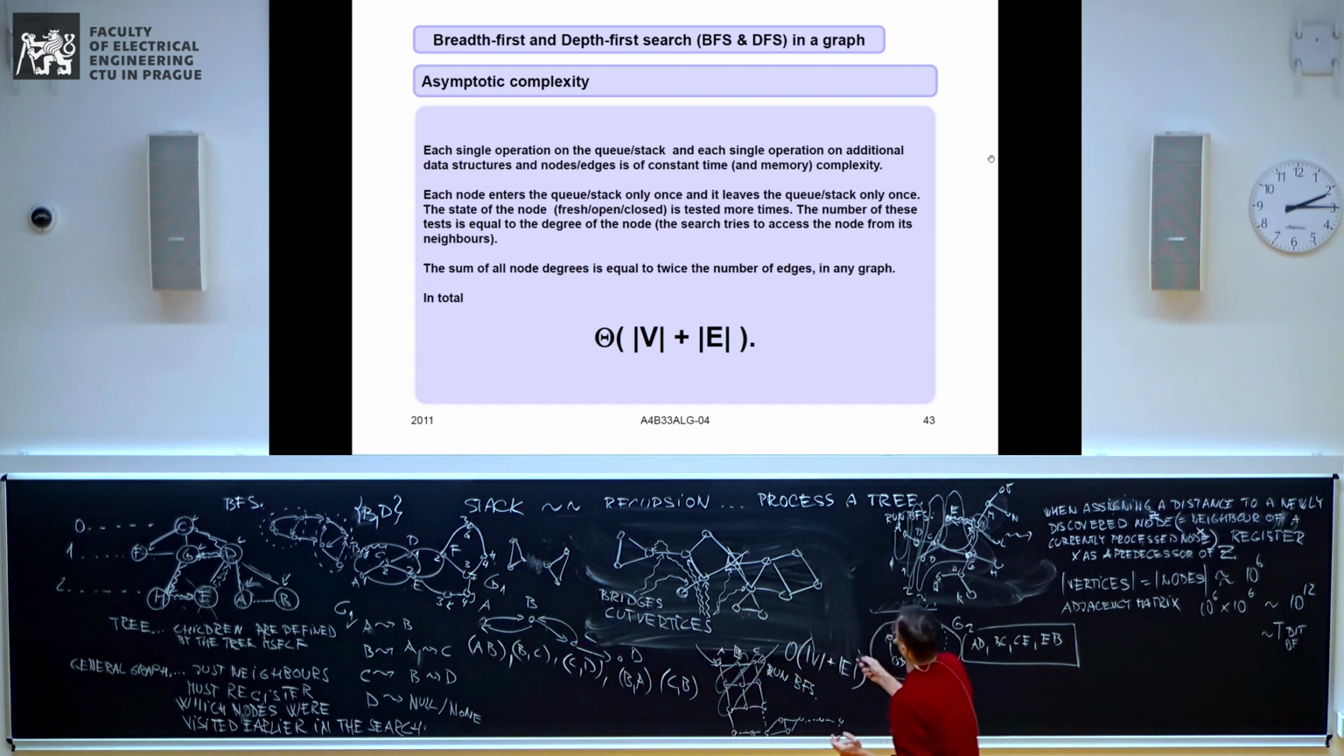The state of the node is tested more times. The number of these tests is equal to the degree of the node. The search tries to access the node from its neighbors, and when it tries to access that node, the node is either fresh, so it moves there, or it is not fresh, so it does not go there. It tries to go somewhere else. But it was tested. It took some time, but only along one edge.